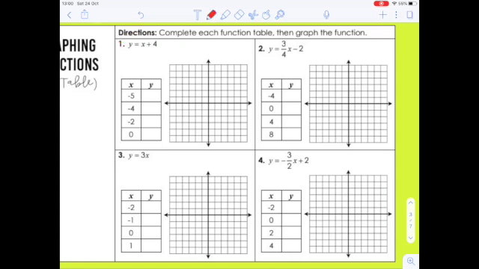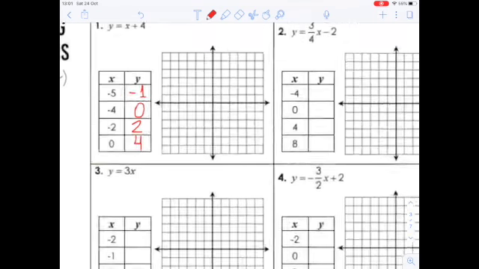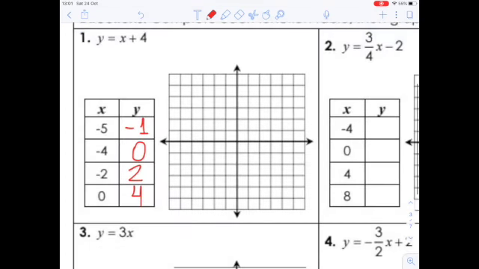If you plug in -5 over here, you get -1 for your y, because -5 plus 4 is -1. If you plug in -4, -4 plus 4 is 0. If you plug in -2, -2 plus 4 is 2. And if you plug in 0, your y value is 4. Then all you really have to do is graph these ordered pairs.